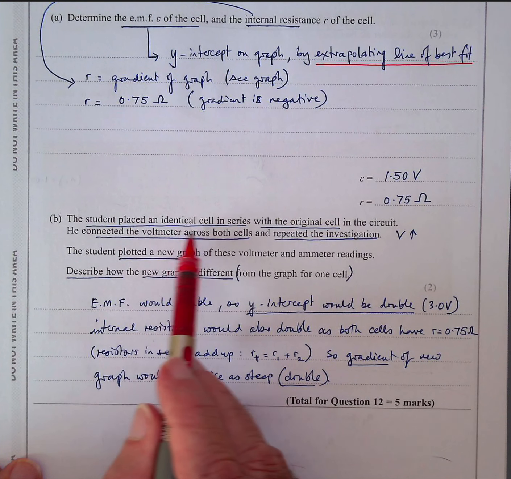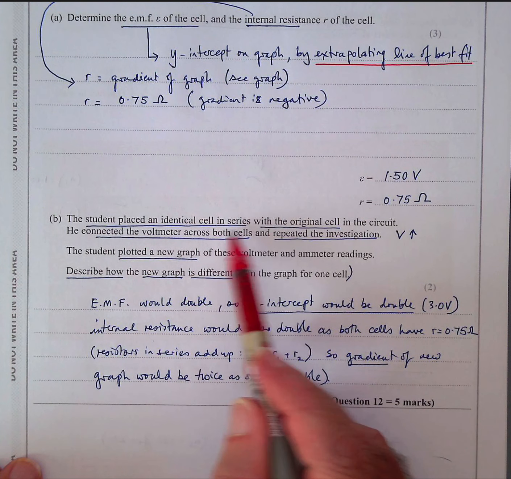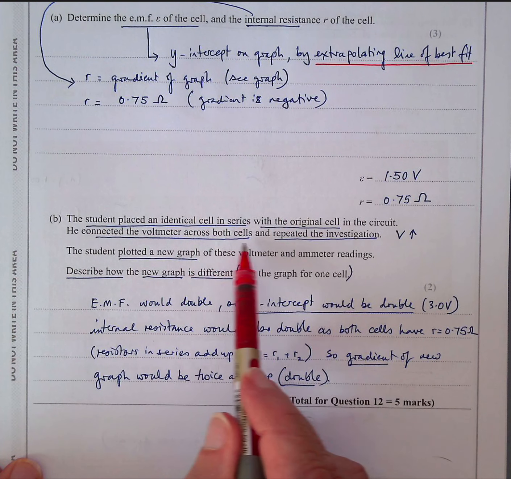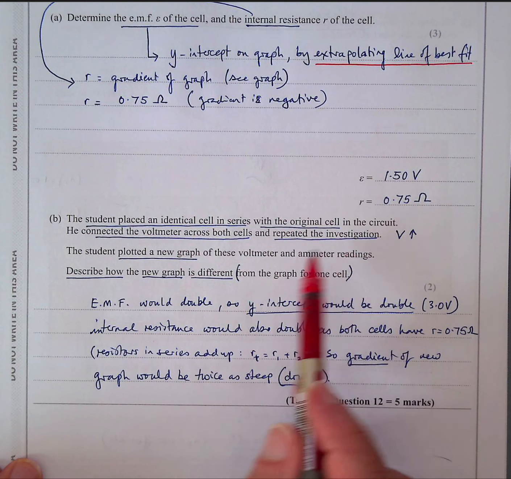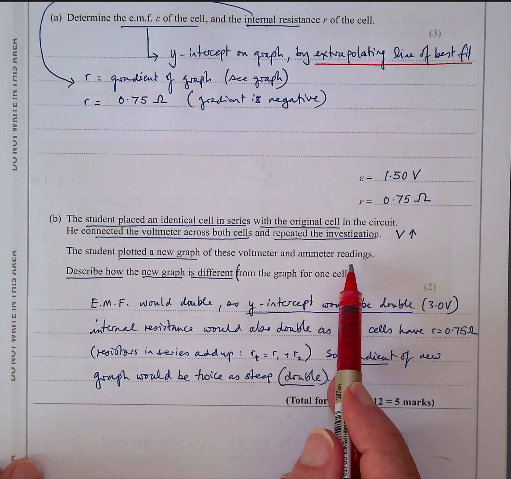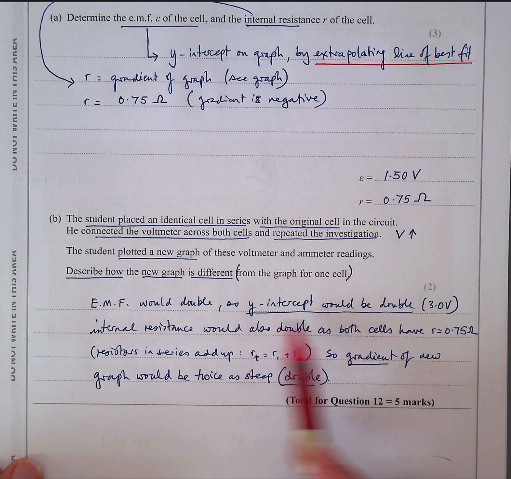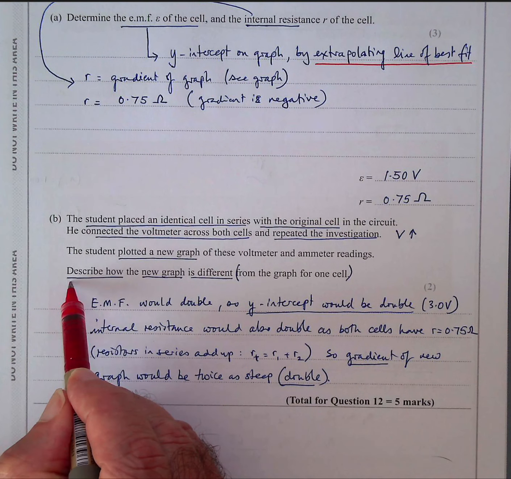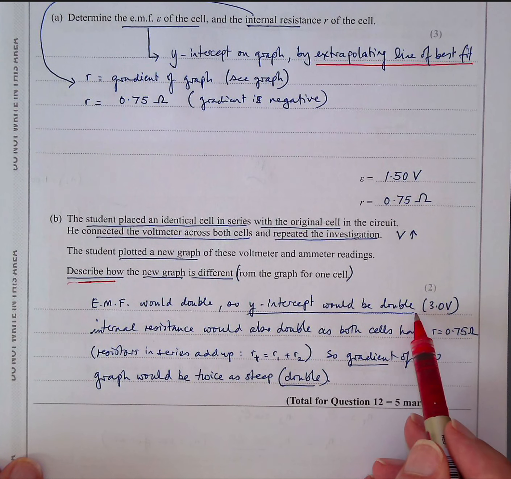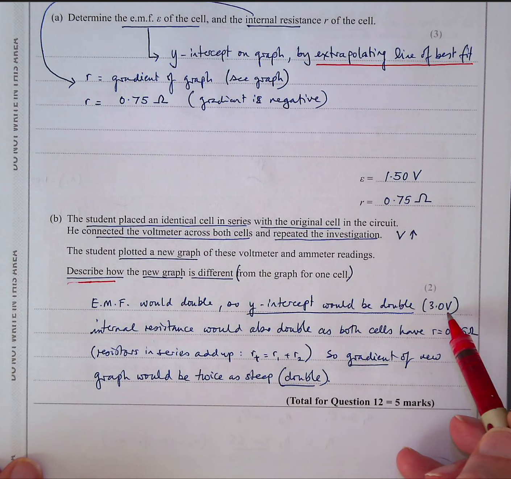Okay, so the student then placed an identical cell in series. So you have two voltages identical in series, so the voltage is going to double. Okay, he connected the voltmeter across both cells and repeated the investigation. So obviously the EMF will double as well. The student plotted a new graph of these readings and described how the new graph is different. Well, if the EMF would be double, the y-intercept, describe. You don't have to explain it, but I am explaining it. The EMF would double, so the y-intercept would be twice as high. It was 1.5 volts there, so it's going to be 3 volts.